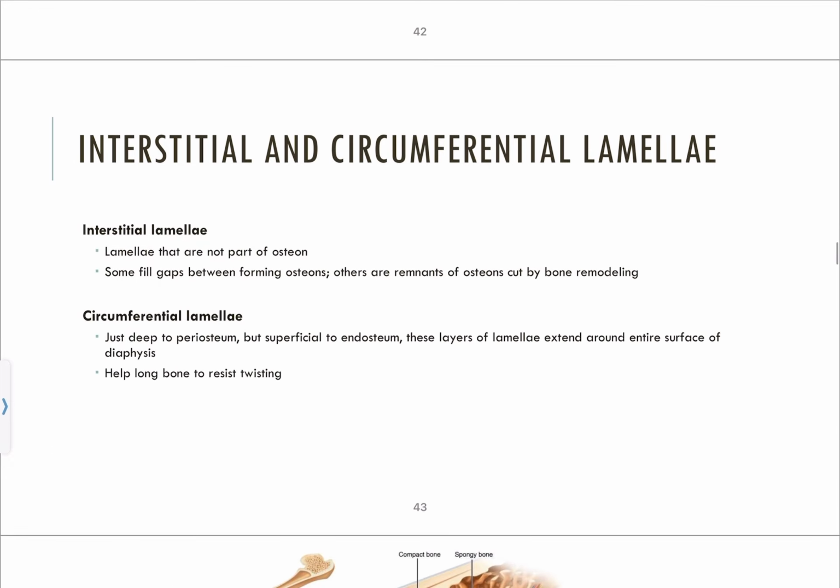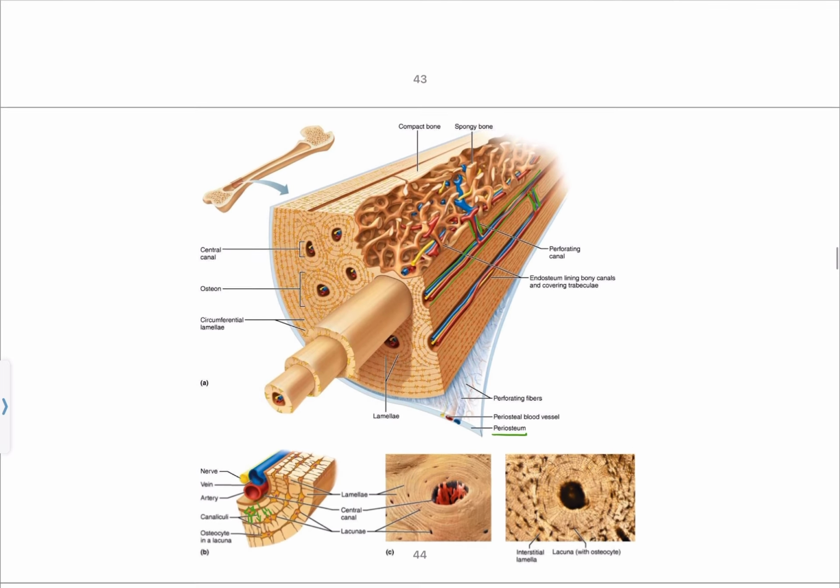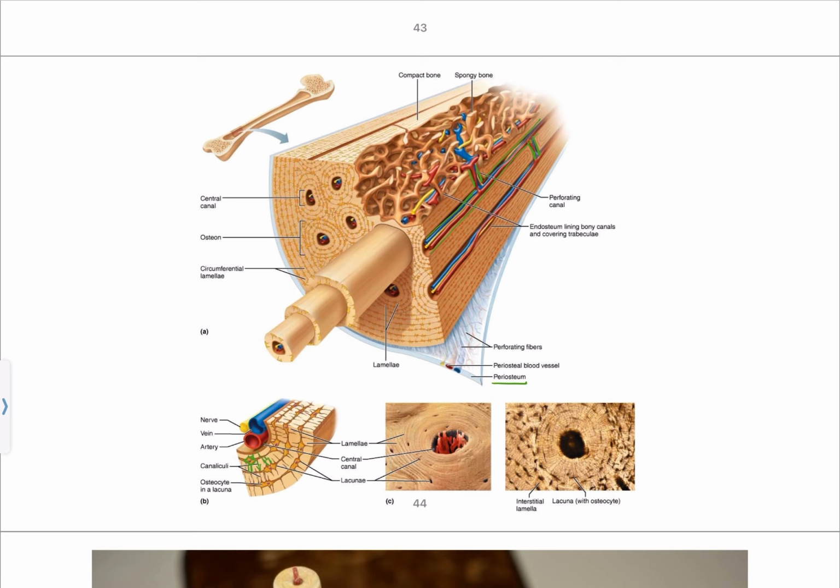So let's go on. We talked a little bit about the lamellae that make up the rings within each osteon, but we also have two other types of lamellae called interstitial lamellae and circumferential lamellae. So I'm going to move on to the next picture to show you what these are. So again, the structural unit of bone is an osteon. There is an osteon. Here's another osteon. We have a ton of osteons that make up compact bone.